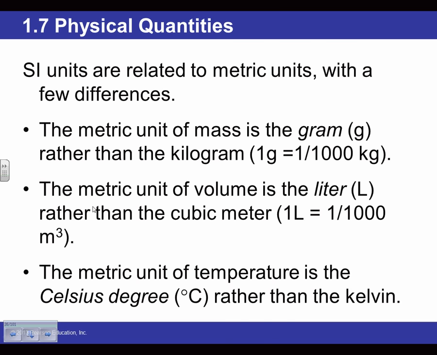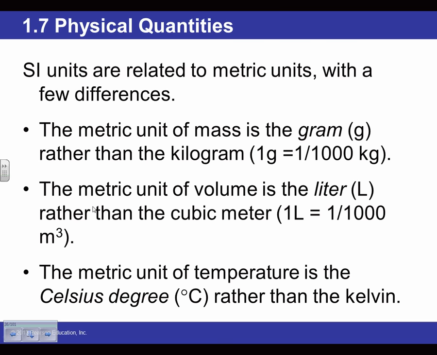Now, the SI units are related to metric units, but they have a few differences. Like I said, the metric unit of mass is the gram rather than the kilogram. 1 gram is equal to a thousandth of a kilogram, 1/1000th of a kilogram. The metric unit of volume is the liter. The SI is the cubic meter. 1 liter is 1/1000th of a cubic meter.